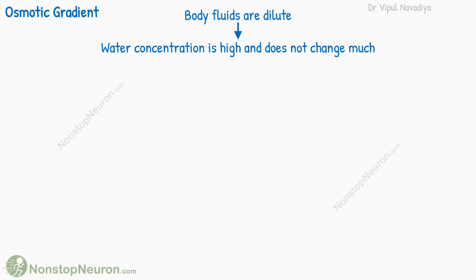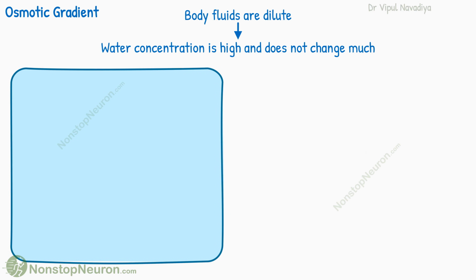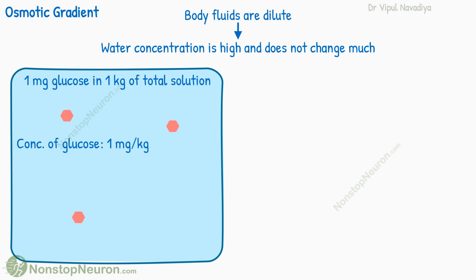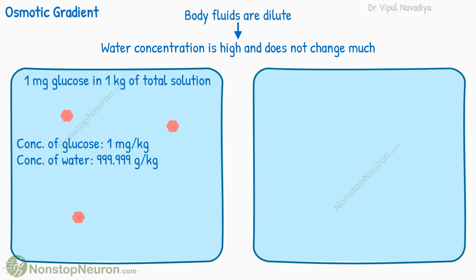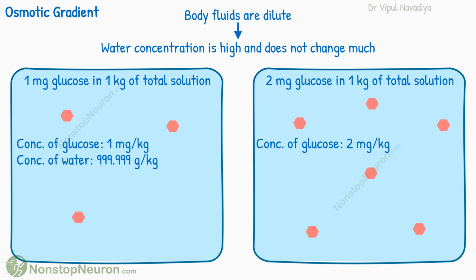For example, let's say in this fluid we have 1 milligram of glucose in 1 kilogram of a total solution. Here, the concentration of glucose would be 1 milligram per kilogram of solution, and the concentration of water would be 999.999 grams per kilogram of solution. And here is a second solution with 2 milligrams of glucose in 1 kilogram of a total solution. Here, the concentration of glucose would be 2 milligrams per kilogram of solution, and the water concentration would be 999.998 grams per kilogram of solution.